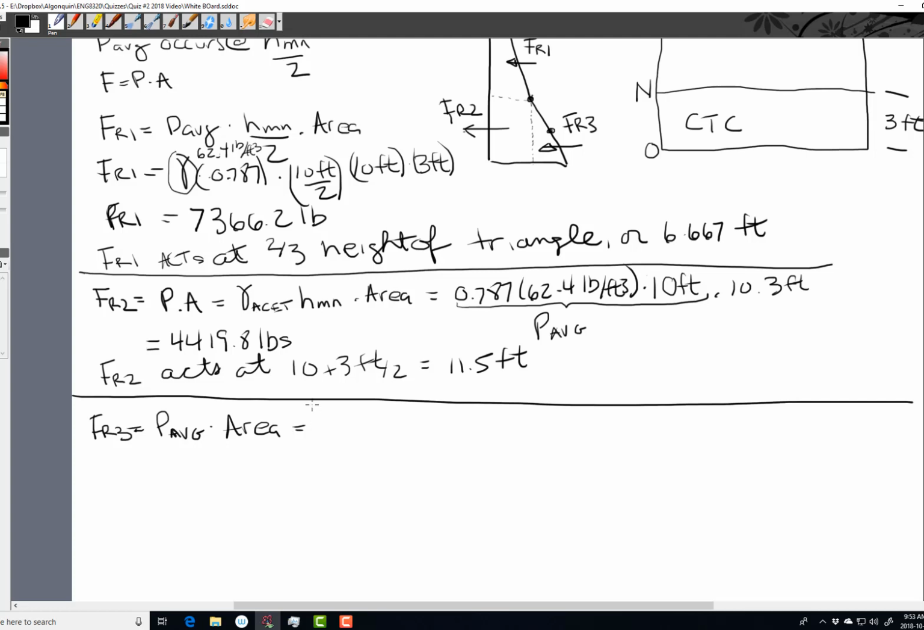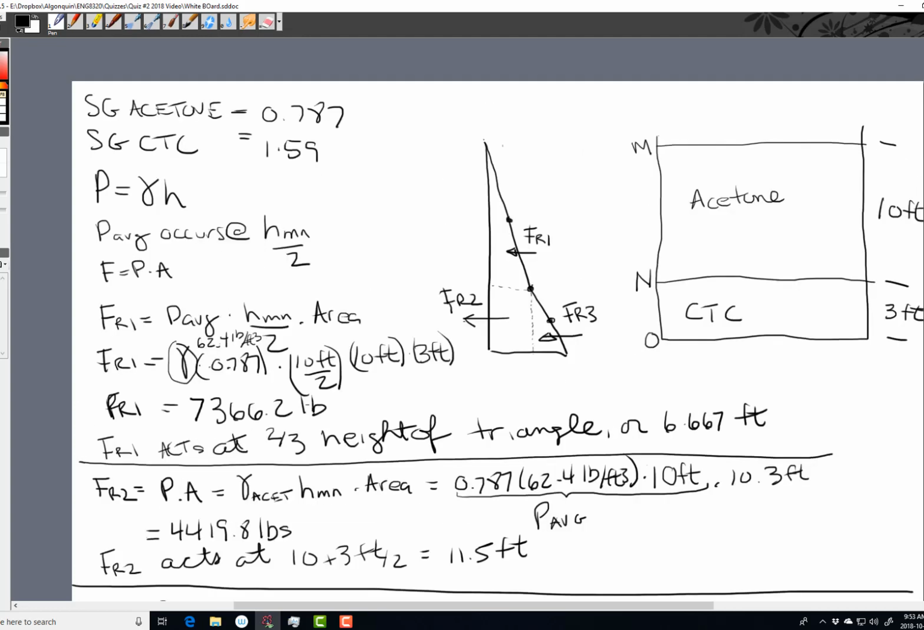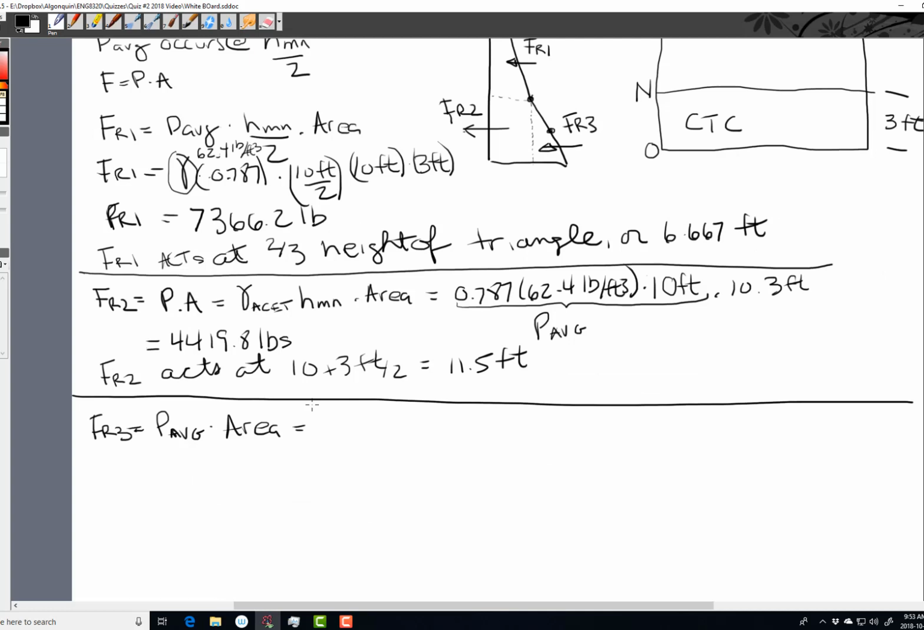So the specific weight of CTC is 1.59. To get the average pressure, we're going to go, let's just call it gamma CTC, times h over 2, and that'll give you the pressure right here. So this is your average pressure, P_avg, times your area, which is 3 feet by your depth, which is 3 feet.